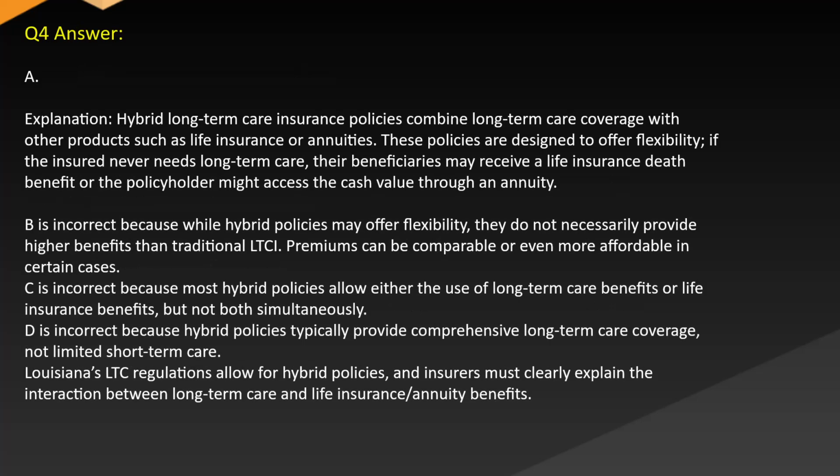Answer A. Explanation. Hybrid long-term care insurance policies combine long-term care coverage with other products such as life insurance or annuities. These policies are designed to offer flexibility. If the insured never needs long-term care, their beneficiaries may receive a life insurance death benefit, or the policyholder might access the cash value through an annuity.